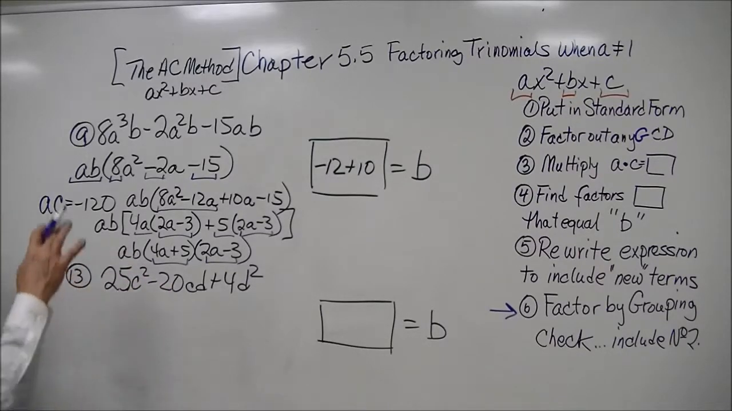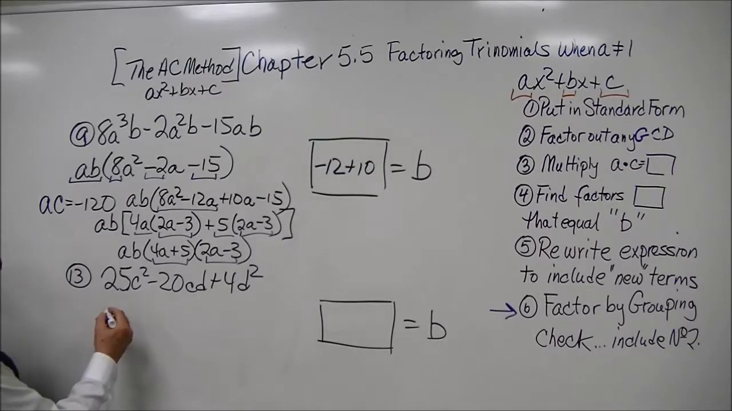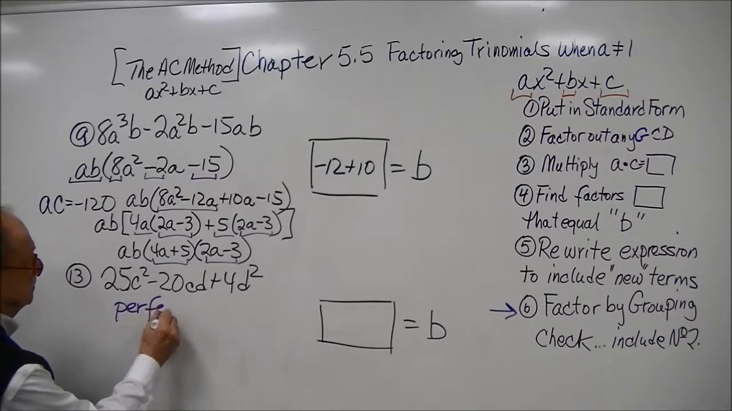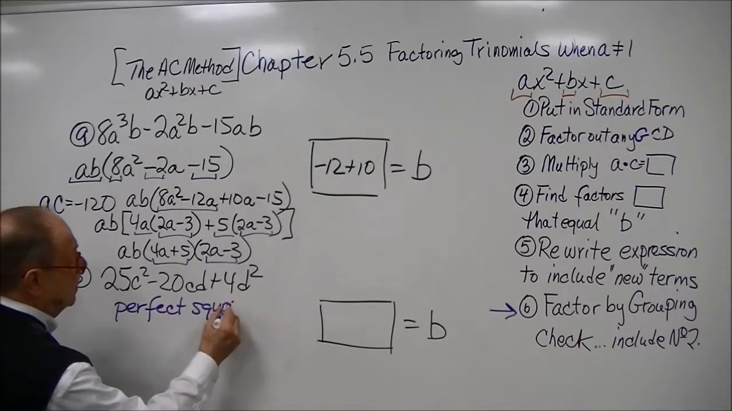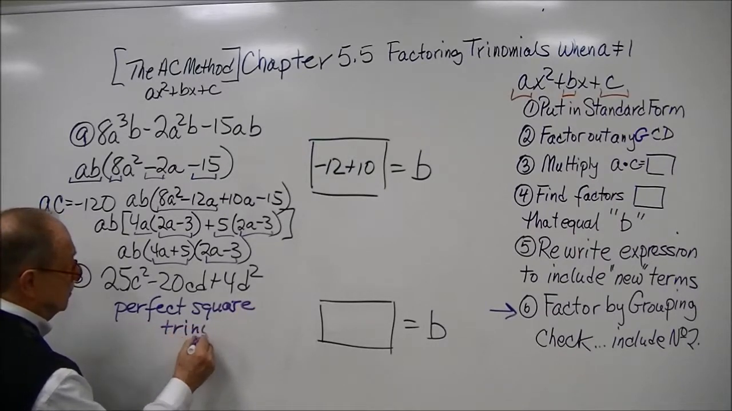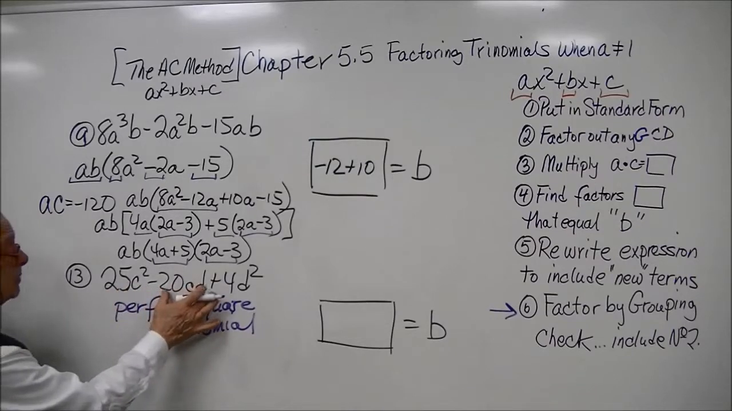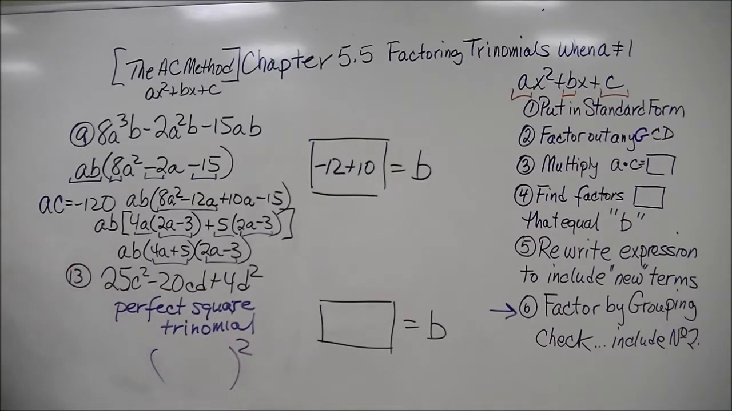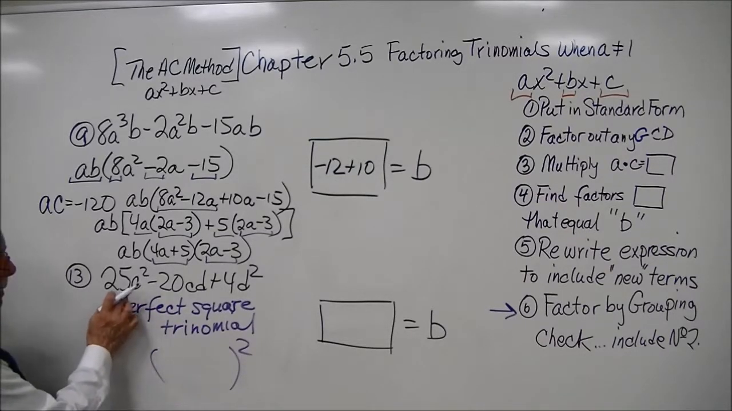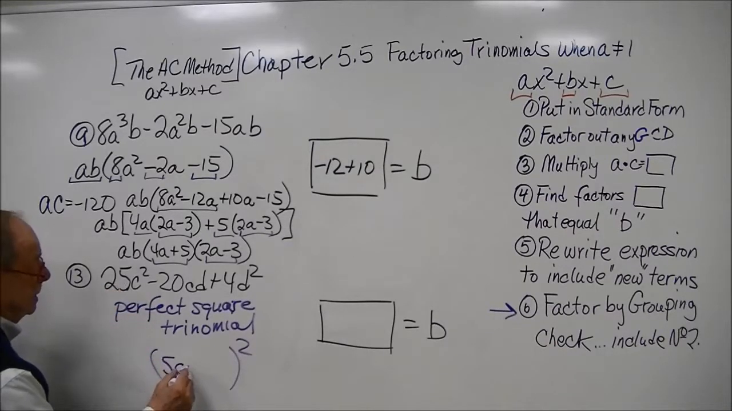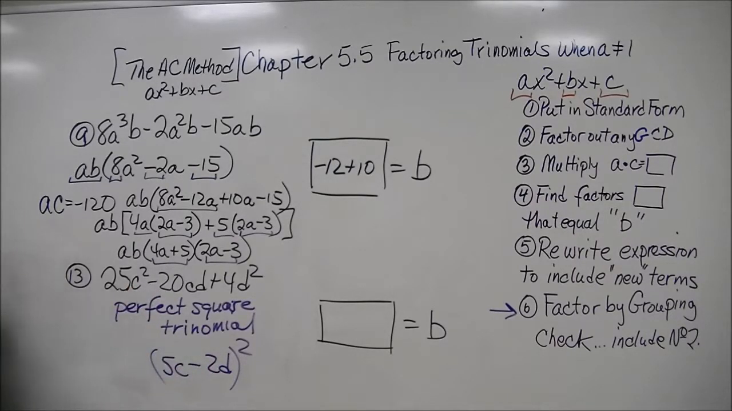So this is something we're going to work on in topic 5.6, where we have special products. This is a perfect square trinomial. And perfect square trinomials, you may recall, factor into a binomial squared. And this is a technique we're going to work on in the future. So you have to keep that in mind, because sometimes when a student sees this, they kind of freeze up. And it would be the square root of that, which would be 5c. The square root of that, which would be 2d. And whatever the middle sign is there, that's what goes in the middle.